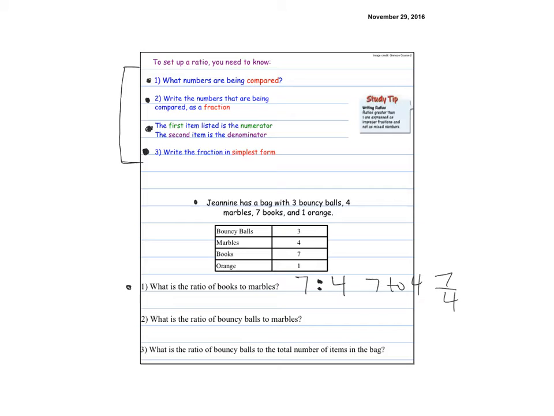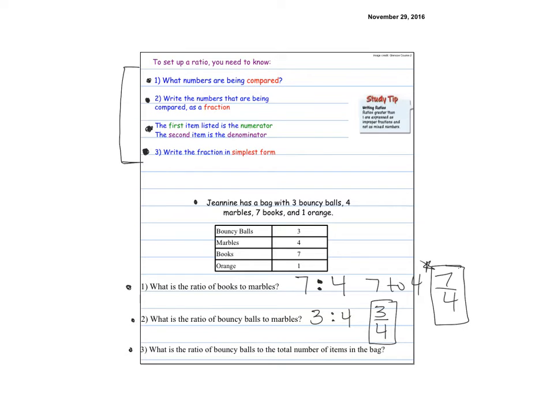If I look at it as a fraction, and then I need to put it in simplest form, I ask myself, is there a number that both 7 and 4 can be divided by? Which there is not. So in simplest form it's just going to be 7/4. Next, the ratio of bouncy balls to marbles. We have 3 bouncy balls to 4 marbles. I write it as a fraction, 3/4, and we know that that is in simplest form.